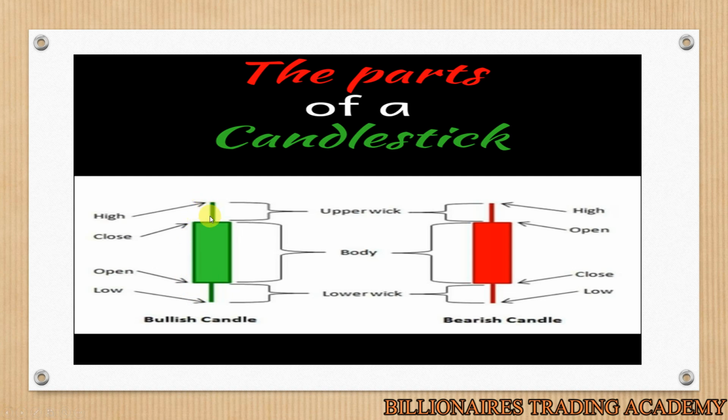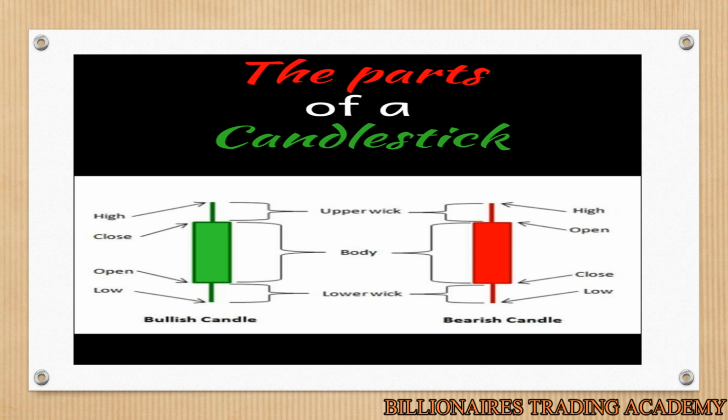So now the distance between the close and the high is called the upper wick. Then the distance between the open and the low is called the lower wick. And sometimes instead of using the word wick, others use the word rejection. Others use the word shadow: the upper wick, upper shadow, lower shadow.